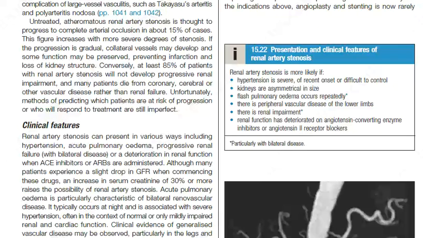kidney structure. Conversely, at least 85% of patients with renal artery stenosis will not develop progressive renal impairment, and many patients die from coronary, cerebral, or other vascular disease rather than renal failure. Unfortunately, methods of predicting which patients are at risk of progression or who will respond to treatment are still imperfect.